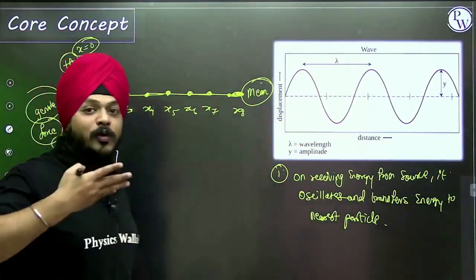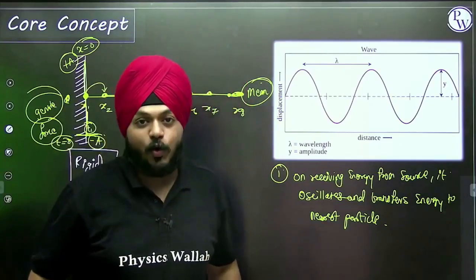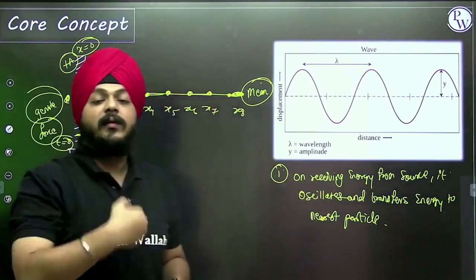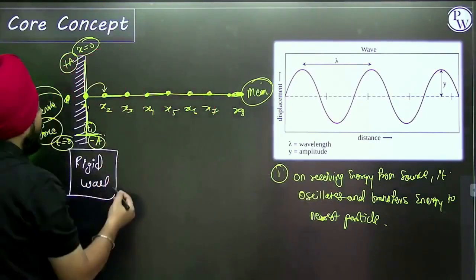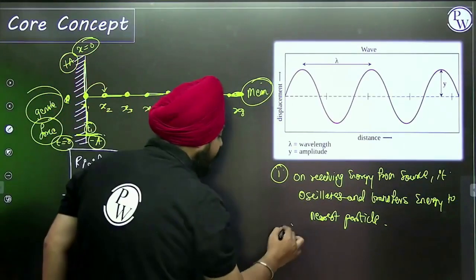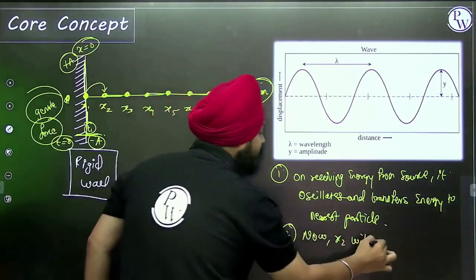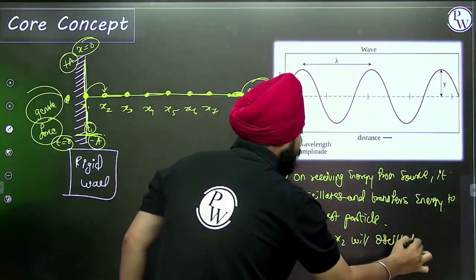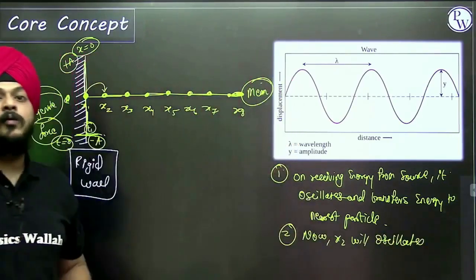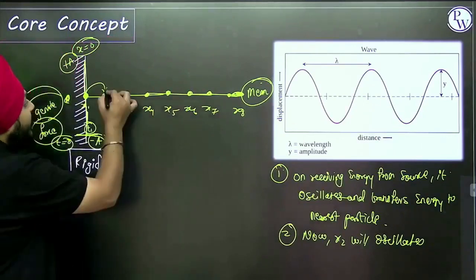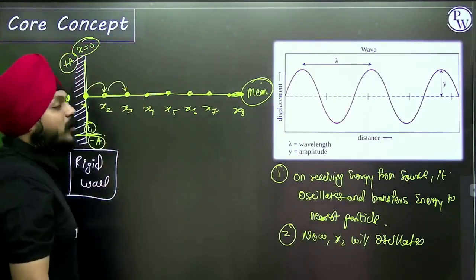Again, x2 wants to be in its stable state. Then what will it do? Again, it will try to oscillate with the same amplitude and transfer the energy to the nearest particle. Second point: x2 will oscillate and give its entire energy to the particle at position x3.